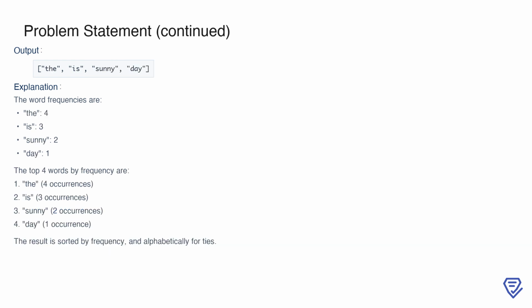Now, let's look at another example. Here, the input is words equals ["the", "day", "is", "sunny", "the", "the", "the", "sunny", "is", "is"], and k equals 4. This means we need to find the 4 most frequent words. Counting the occurrences, "the" appears 4 times, "is" appears 3 times, "sunny" appears 2 times, and "day" appears once. Sorting by frequency, we get the order "the", "is", "sunny", and "day". Since there are no frequency ties that require alphabetical sorting here, the output is simply ["the", "is", "sunny", "day"].